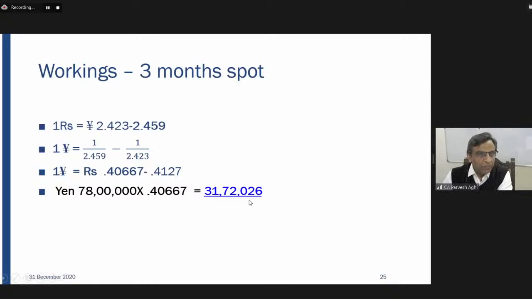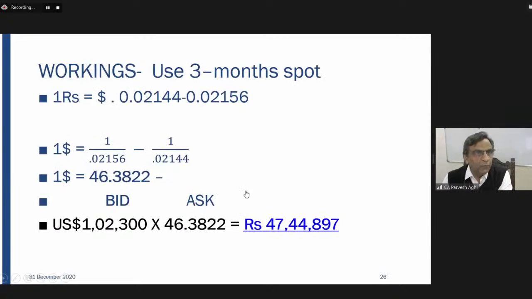So the bank is going to give you 31,72,026 rupees if you would not have taken a forward cover, and you waited for 3 months to happen and converted your yen into rupees. Then the money would have gone down to 31,72,026. Now let's go for the 3 month spot rate in terms of dollars.